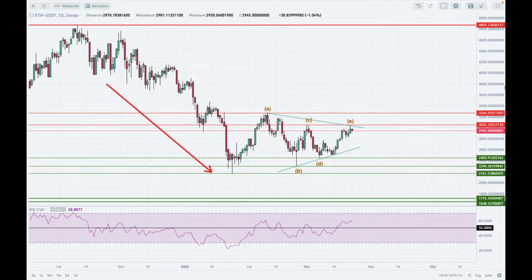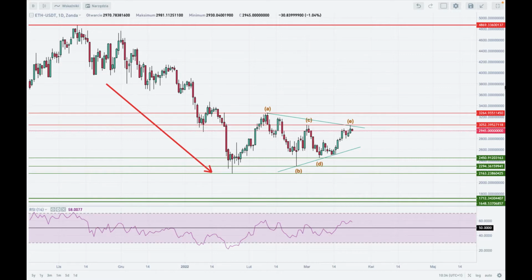Let's take a look at the daily time frame chart of the Ethereum quoted to US Tether. This is of course the stable coin. We are looking at the daily time frame chart with the Japanese candlesticks. I will be using technical analysis in this video, the classical technical analysis together with the Elliott wave theory.